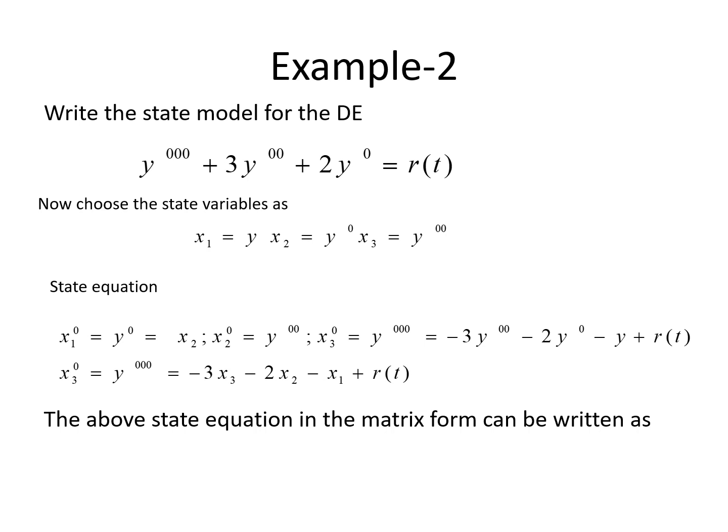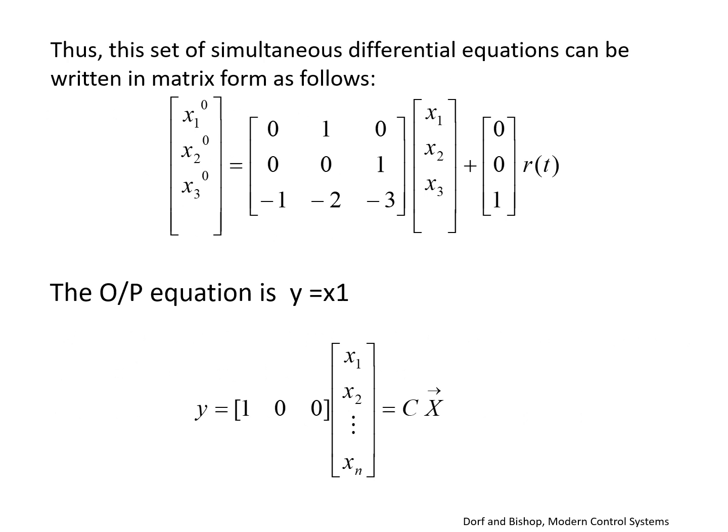So if we write this above equation in the matrix form, we are going to have the equation as x1 dash, x2 dash, x3 dash equal to 0, 1, 0, 0, 0, 1, 0, minus 2, minus 3, times x1, x2, x3. And if you have only one input, r of t, in the third equation we have r of t, so it is 0, 0, 1. And the output equation is nothing but equal to x1 itself, so y is equal to 1, 0, 0 times x1, x2, x3. So this is our output equation for the set of values that we have.